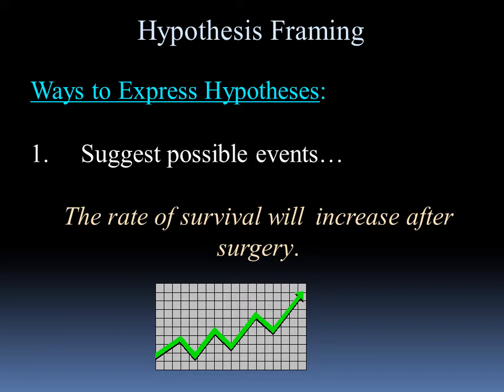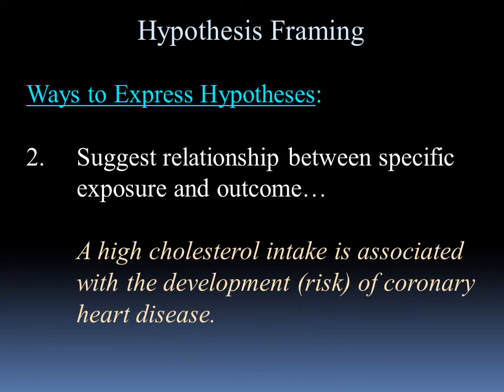This moves away from the simple dichotomy of yes or no for an exposure or disease association to the estimated magnitude of effect irrespective of whether it differs from the null hypothesis. Number 2. Suggest relationship between specific exposure or treatment and outcome. For example, a high cholesterol intake is associated with the development of coronary heart disease.